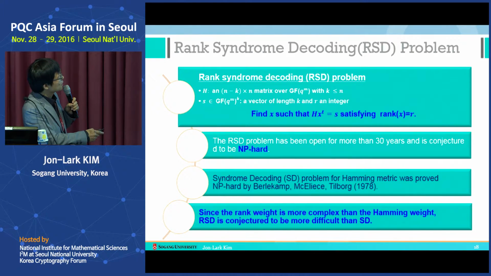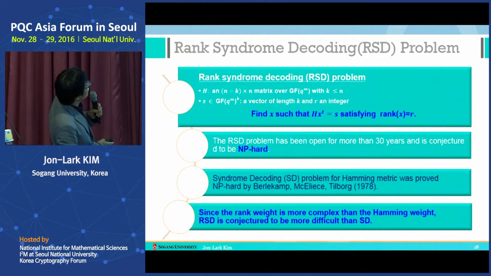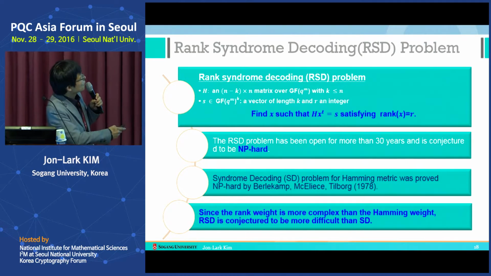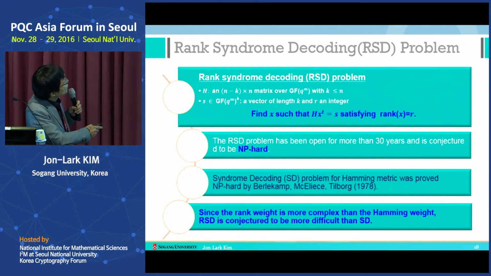So this H is n minus k by n, and x should be n. Sorry, S is here. So I think this should be n minus k, because this is the matrix product. So you try to find x, which size is n by 1, such that Hx equals given s. Okay, so this is the syndrome.